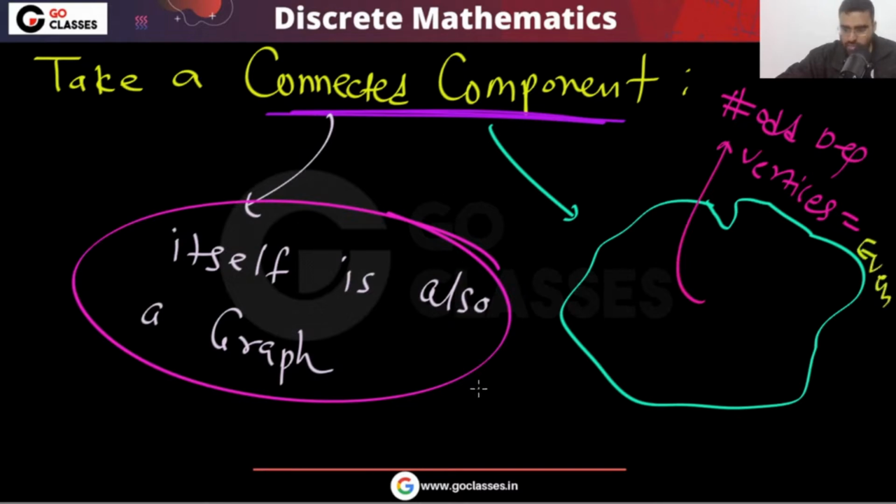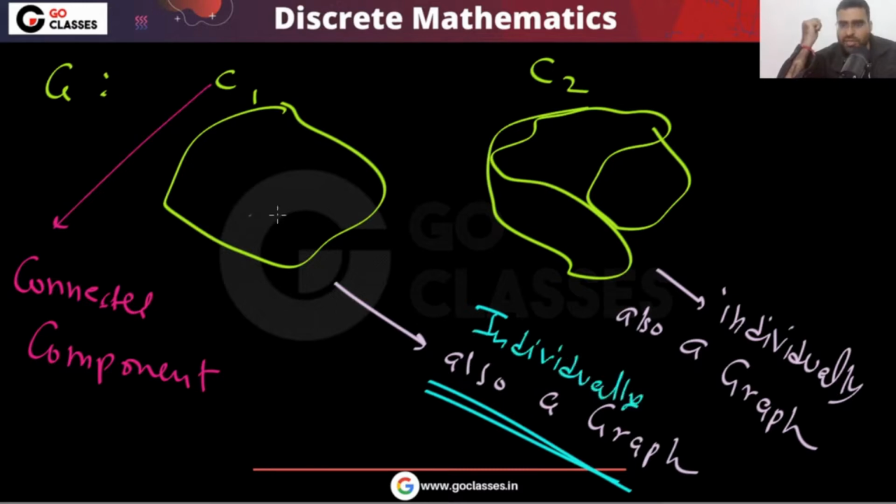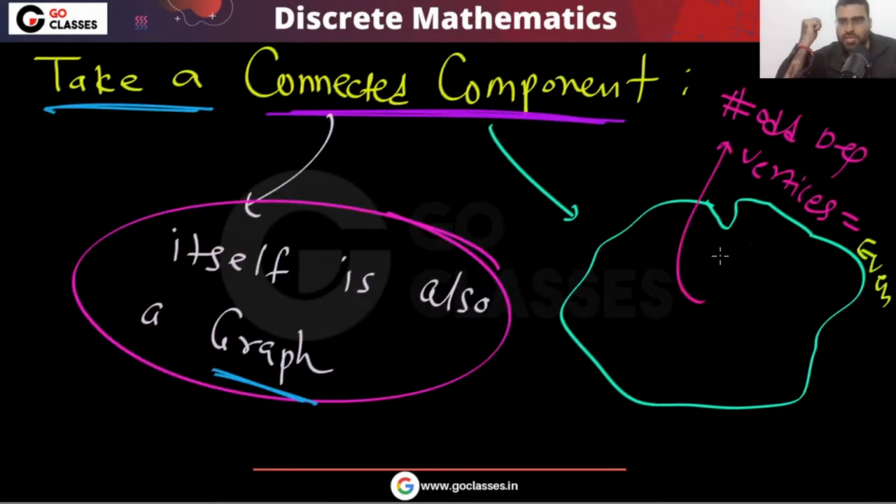This is also a graph, right? Take any connected component. This component itself is a graph. Look at it individually. Individually, this is a graph. Now you can notice there should be an even number of odd degree vertices. That's it. This is your proof.